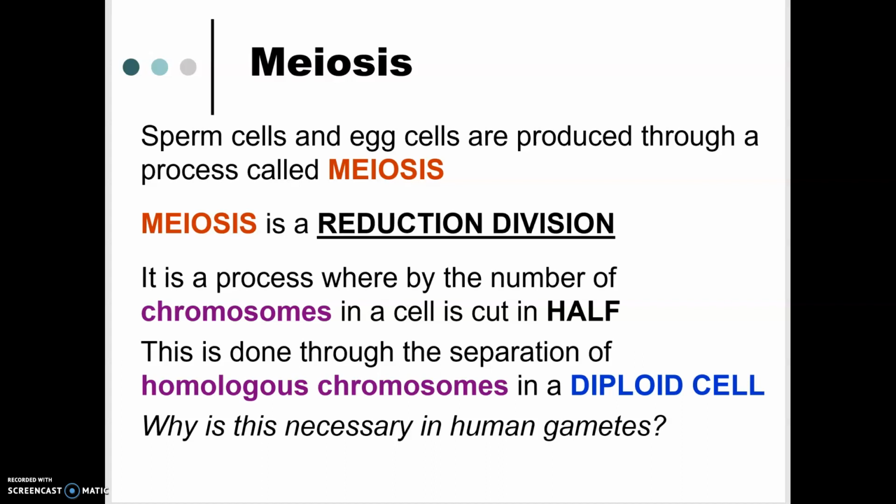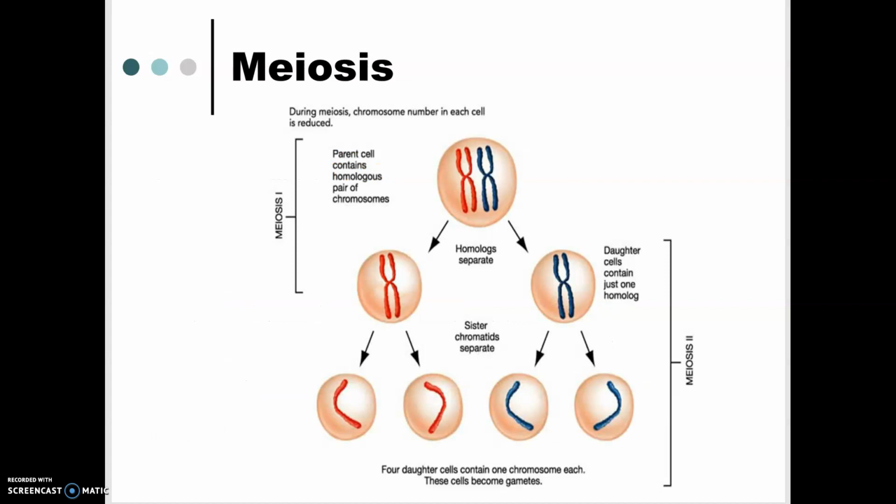So the question left here for you is, why is that necessary in human gametes? I'll let you think about that. So here's a look at a real simple meiosis, and I don't want you guys to worry about the whole process of it, but basically we take homologous chromosomes, we split them apart. So we reduce the number of chromosomes from 2 here to 1 in the first division, and then we do another division where we separate the chromatids. So from one cell, we end up with 4 cells with half of the chromosome number.